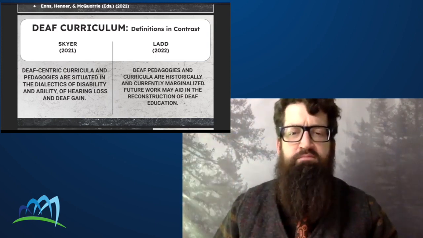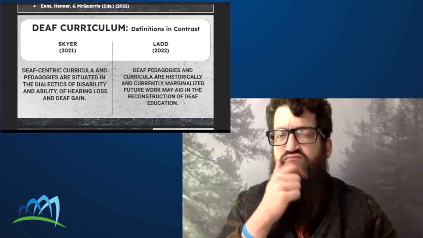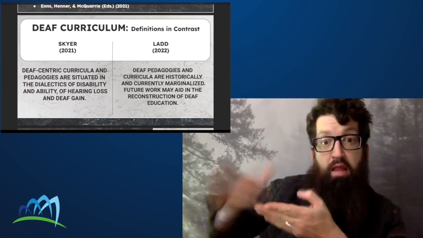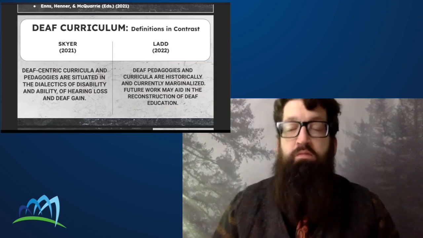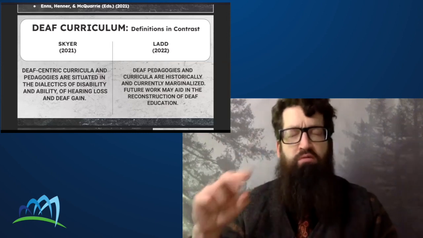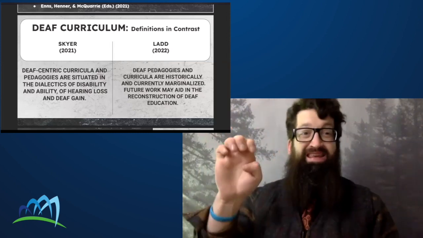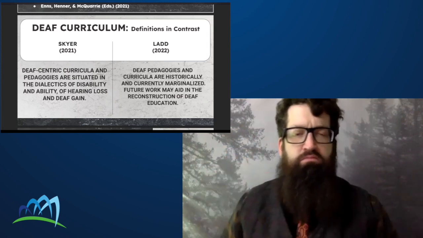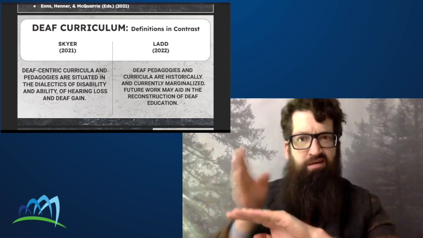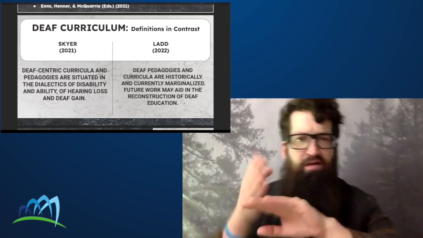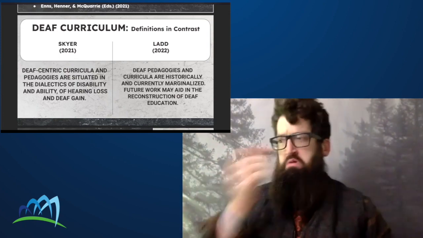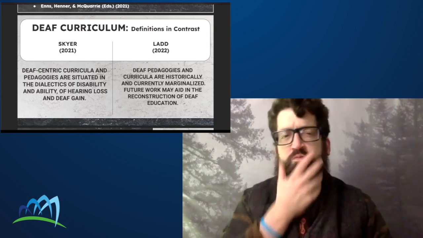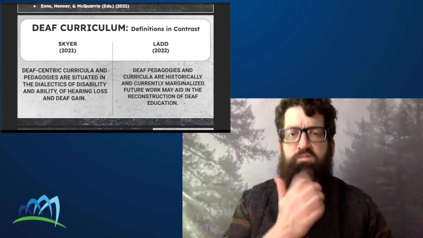And then next, looking at Ladd's definition, marginalized, or the concept of reconstruction. It's almost like a battle, like a war. It's very interesting.